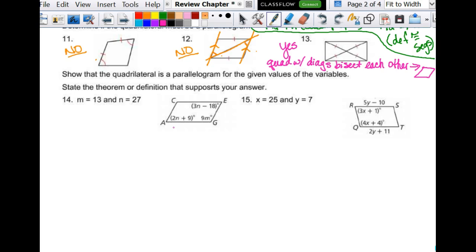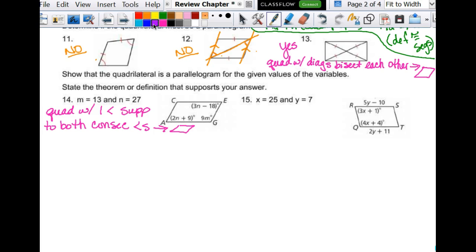But there is one that says if one angle is supplementary to both of its consecutive angles, then it's a parallelogram. So if we have a quadrilateral with one angle supplementary to both consecutive angles, then it is a parallelogram. So that's what we have to show, is that that G is supplementary to both of them.